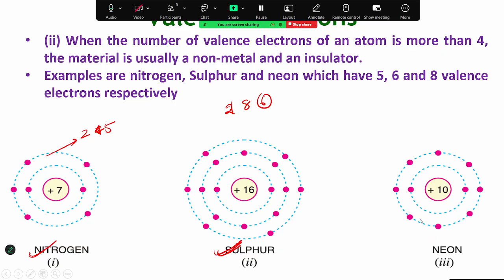What are the inert gases? Helium, neon, argon, krypton. These are the inert gases, stable gases. So how much valency does neon have? 2, 8. 8 in the stable configuration. So when the valency is more than 4, usually those are nothing but non-metals and insulators. Examples: nitrogen, sulfur, neon. These are non-metals.